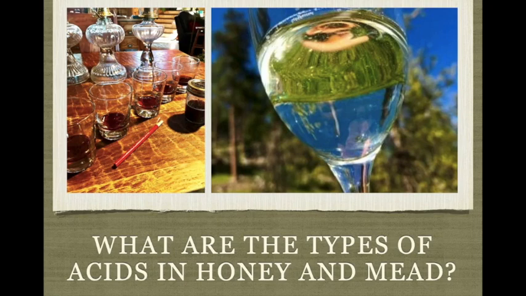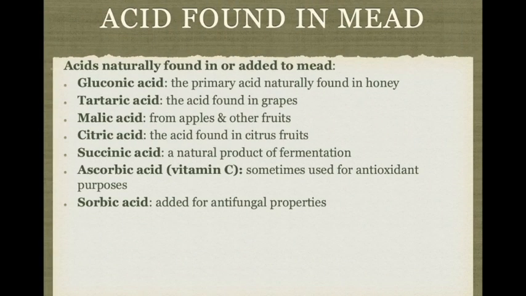What are the types of acids found in honey and in mead? There's many types of acids that are found in mead or added to mead later, either as an acid addition or as a fruit. The primary acid found in honey is gluconic acid, but there's other types that we find from fruit, including tartaric acid, malic acid, citric acid. There's some other acids as well, including succinic acid. And then there's ascorbic acid or vitamin C, which we sometimes use for antioxidant purposes, or sorbic acid, potassium sorbate, which we add to prevent re-fermentation in the bottle in a sweet mead.